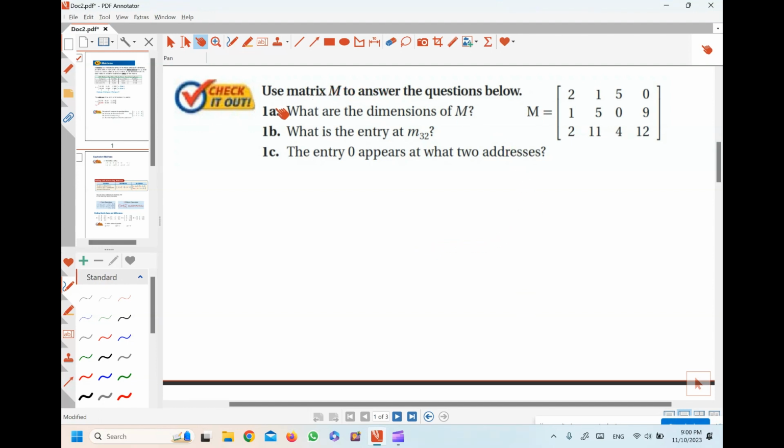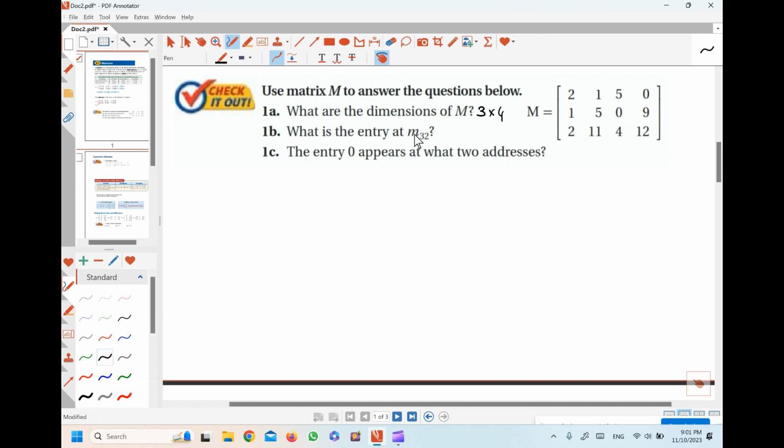So first one, we are given a matrix M. By using the matrix, let's answer the questions. 1a, what are the dimensions? Dimensions means the number of rows and the number of columns. So how many rows do you see here? 1, 2, 3 rows. So there is 3. How many columns? 1, 2, 3, 4 columns. So horizontally we have 3 rows, 3 sets of numbers. Vertically we have 4 sets of numbers. So it is 3 by 4.